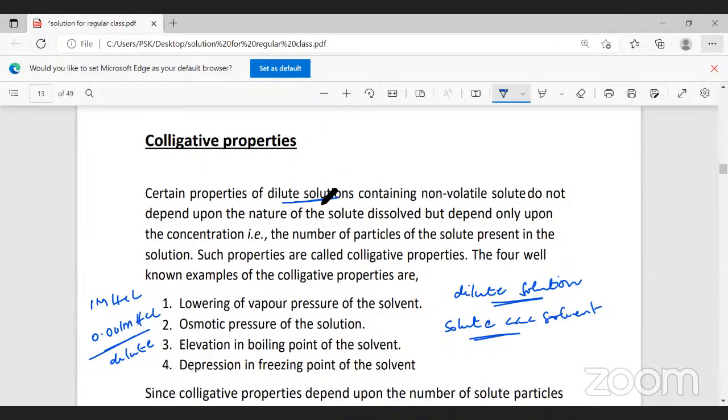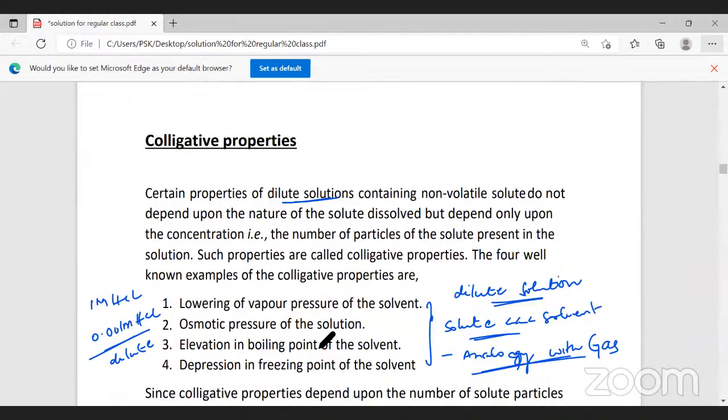Before we get into the definition of a colligative property, we should understand that all colligative properties have an analogy, a similarity, with what? A gas. Now, in gases, what happens? The molecules are free to move. Molecules are very free to move because there is no force of attraction between what? The gas molecules. That is why the gas molecules are free to move.